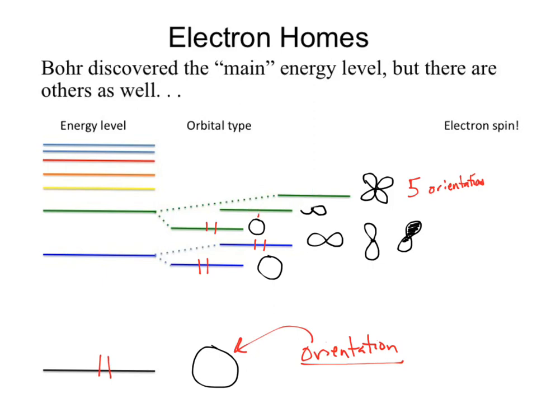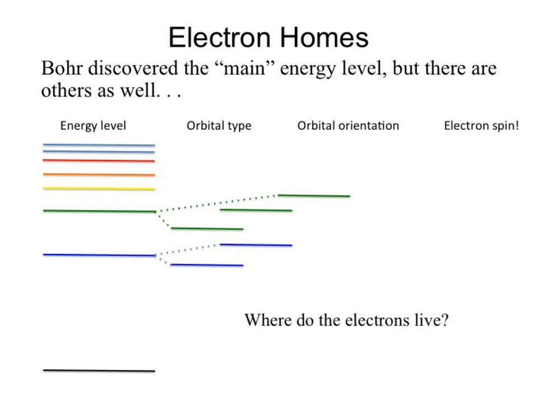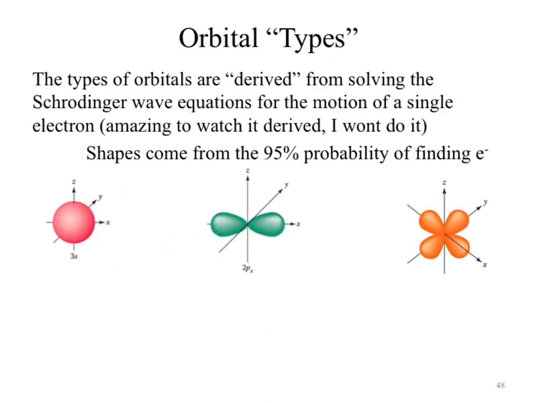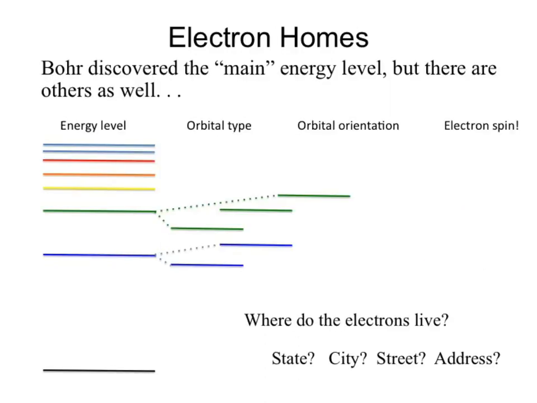Okay? If we go all the way back to our beginning here, see if it showed up. Come on. Okay, I didn't draw it. Our sphere, we had one orientation. The dumbbell, we had three possible orientations. We will show that by using three lines. Our line is now going to represent the location for where our electrons can exist.